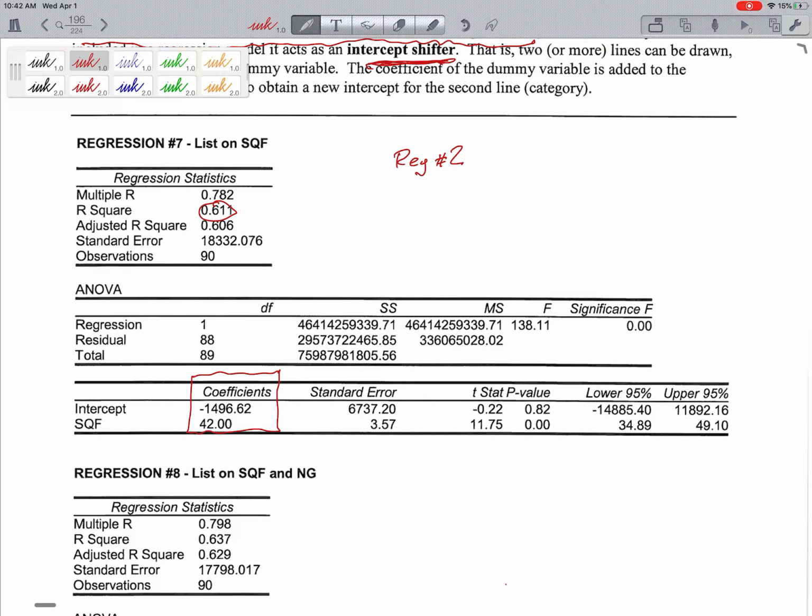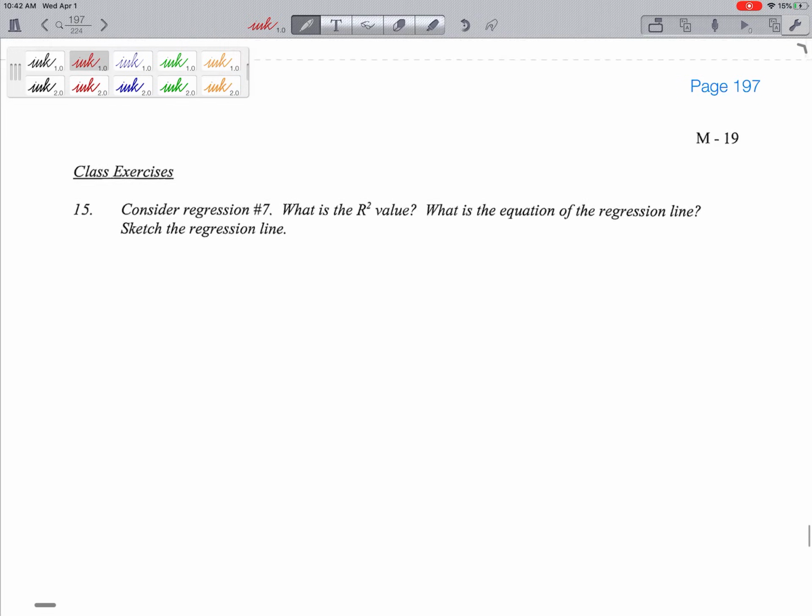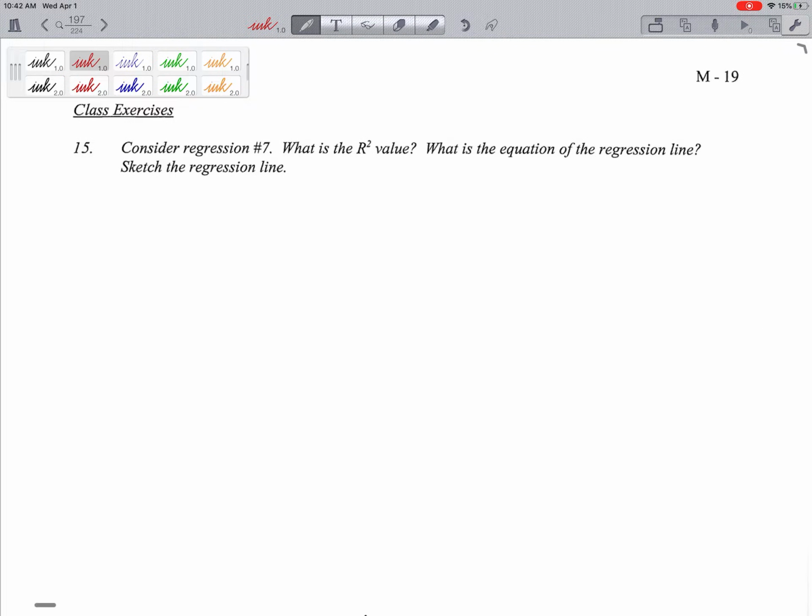And what we've got down here is that the p-value, of course, for SQF is significant. So square footage is a significant determinant of the listing price of a house. Let's go and draw a real quick and dirty graph here, along with the regression line. So in question 15 here, on page M19, it says, what's the R squared value and what's the equation for the line, and then sketch the regression line.